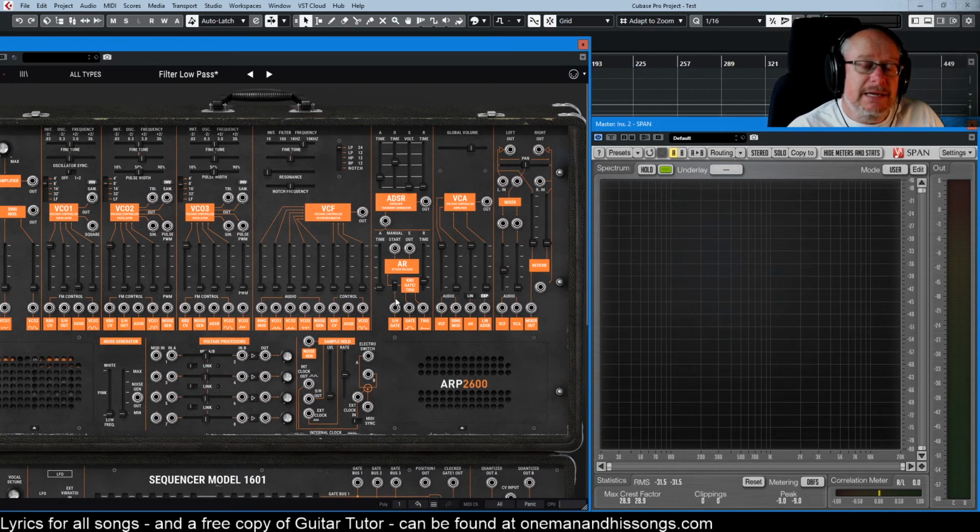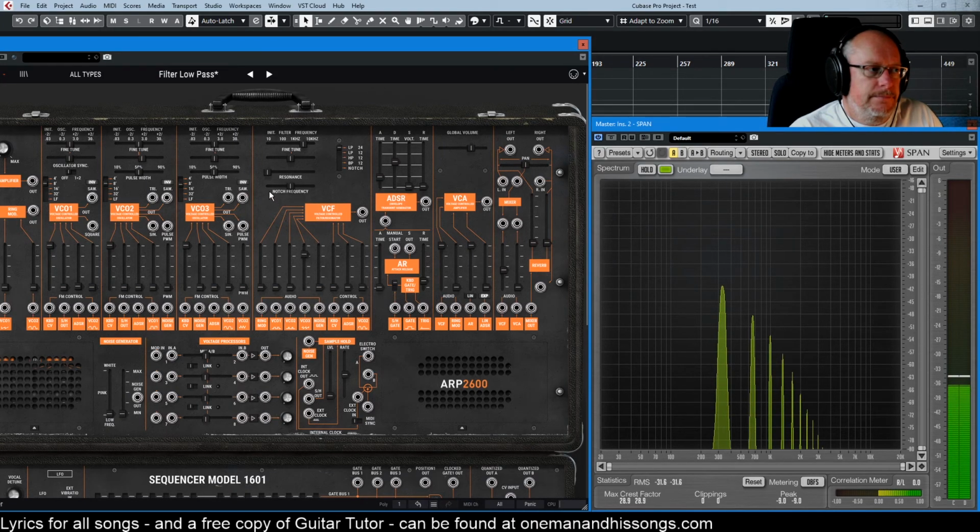Now I'm going to begin to introduce resonance, and we'll see a spike at or around 2.5 kilohertz on the analyzer. See that? There's the spike. Bring it down again, no resonance. As resonance increases, we get this intense spike. As I change the cutoff frequency, the spike moves to track the current cutoff frequency.